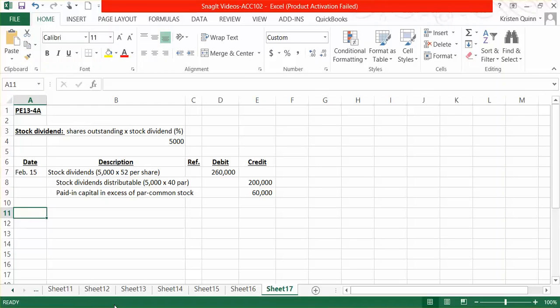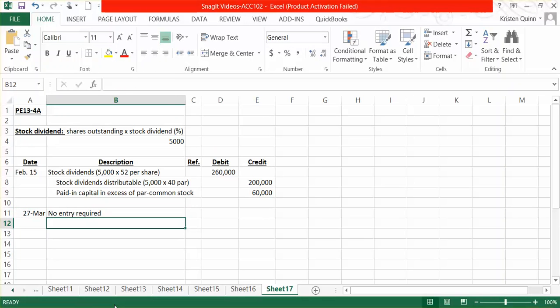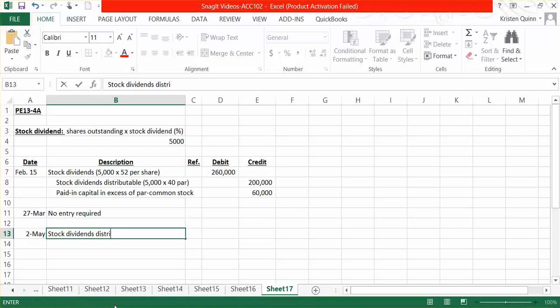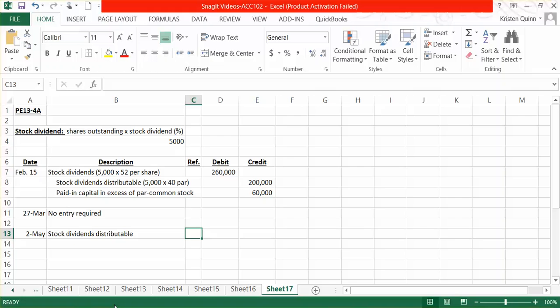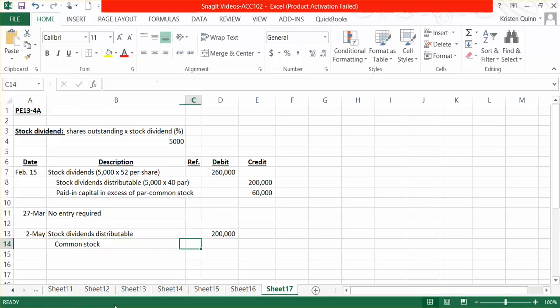Now, on March 27th, on our stockholder record date, there is no entry required. That is just telling us who will benefit from our stock dividend. On May 2nd, our issuance date, we need to eliminate our stock dividends distributable amount of $200,000, and we need to distribute our stock. Remember, this is a stock dividend, so we're not giving cash to our shareholders. We're giving them common stock in total of $200,000.